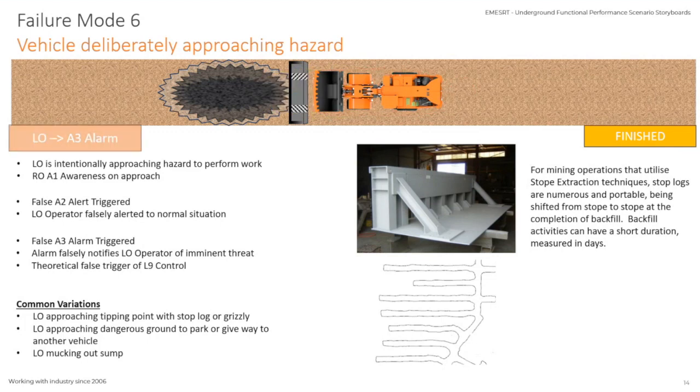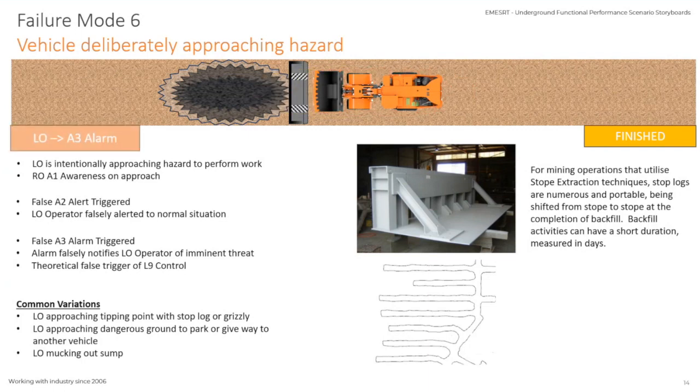It's because they're constantly emptying new stopes, filling them up so that they can take more stopes. So it's like a sequence, a big cycle that's going on. So you do have activities where you deliberately want to approach that void or even dangerous ground, such as unsupported ground, to perform a particular activity associated with that hazard.